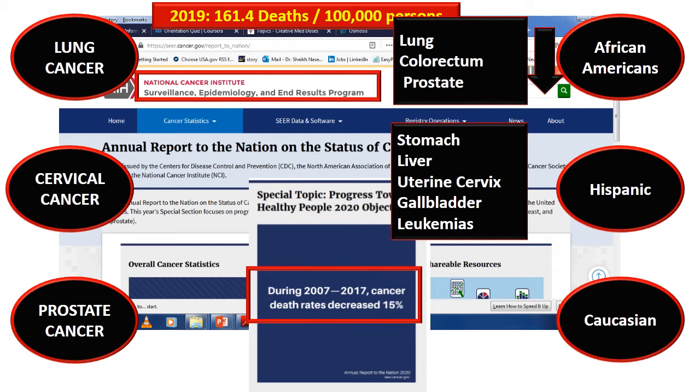The Hispanics have specific lesions. They usually have cancers of the stomach, liver, uterine cervix, gallbladder, and leukemia. Well, the Caucasians have more prostatic and colorectal carcinoma.